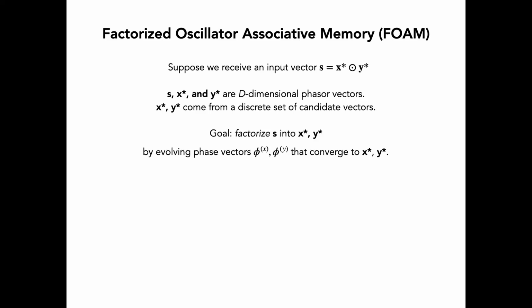So now the goal is to say, given S and our knowledge of the set of candidate vectors, or the codebook, evolve estimates of phi x and phi y that converge to x star and y star.